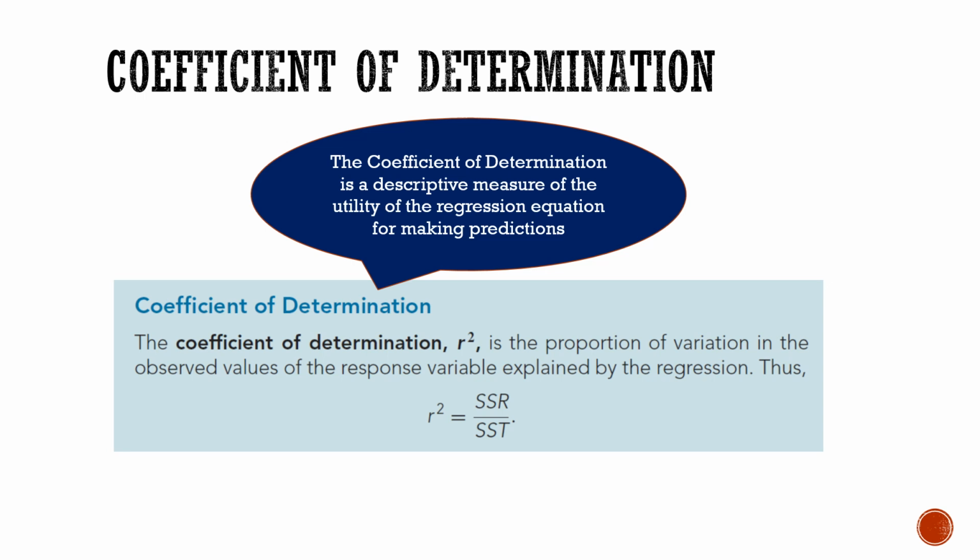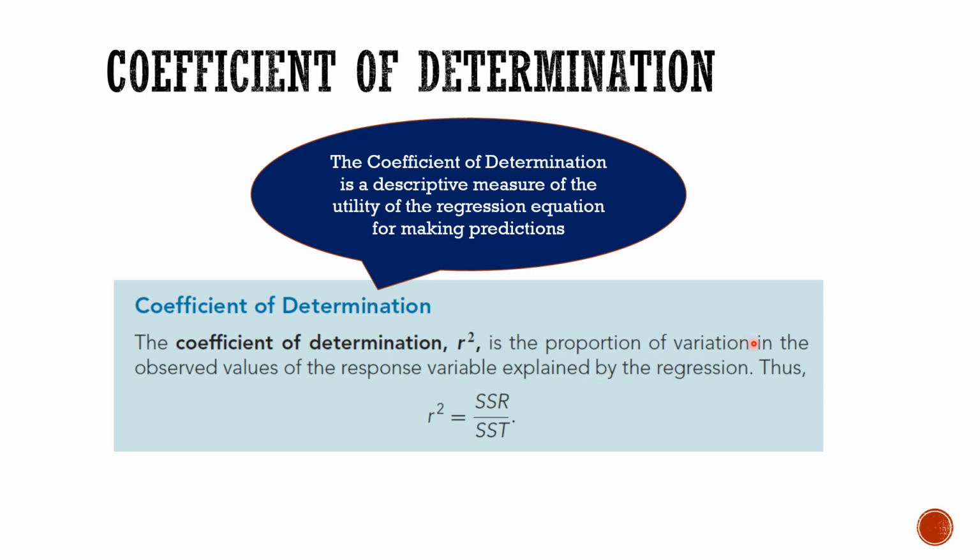So in order to recap, the coefficient of determination is a descriptive measure of how useful the regression equation is for making predictions. It's denoted by the letter r. So it's r squared, all right? Not just r, it has to have that square on it. If you just write r, then it refers to a different measure which we'll learn later on. So r squared denotes the coefficient of determination.